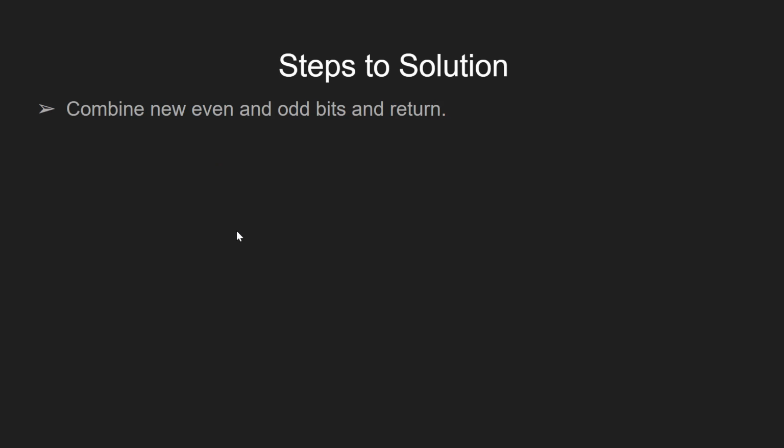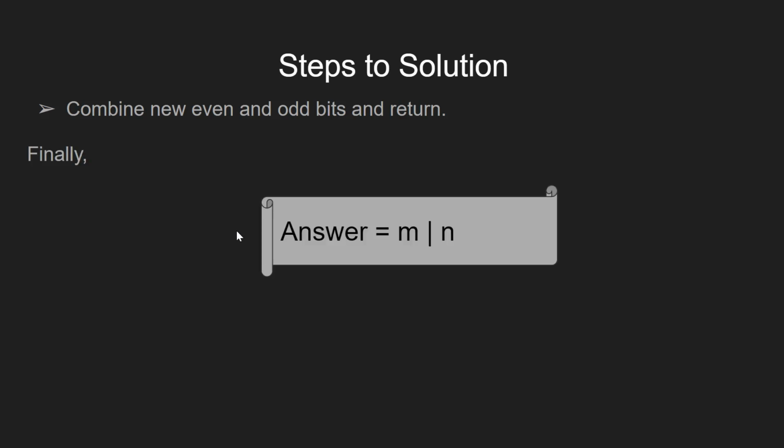Finally, we must combine the shifted values of even and odd bits to get the desired output. This combination can be achieved by performing the bitwise OR operation of the even and odd bit integers, that is m and n. Let's understand this approach with the help of an example.